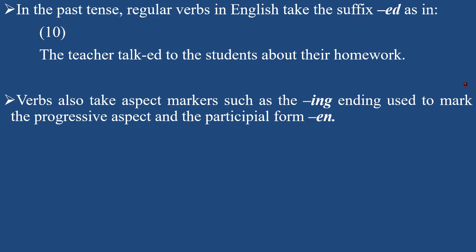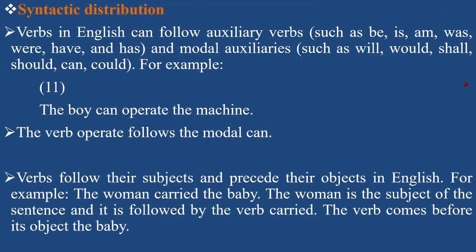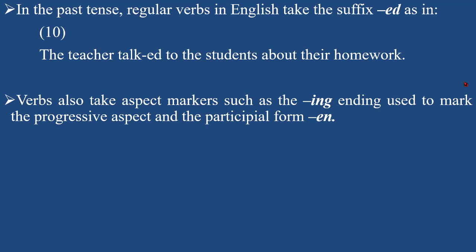So verbs also take aspect markers such as the -ing ending, used to mark the progressive aspect, and the participial form -en. Okay, I can give you some examples. Verbs, for example, going, take aspect markers such as the -ing ending. Going to movies is the progressive aspect. And participial, proven, for example, something like this, proven. So it's a verb to which we add -en to make this participial form.